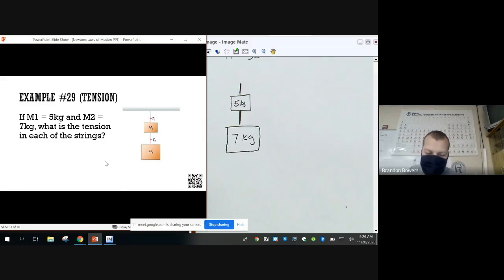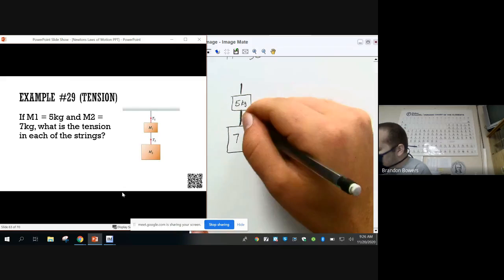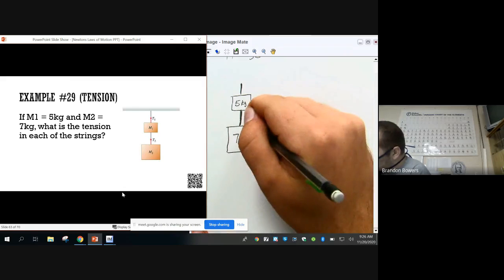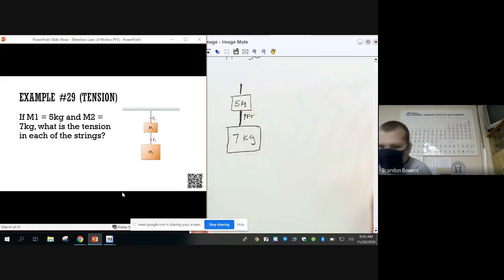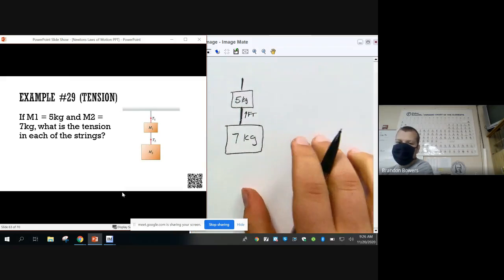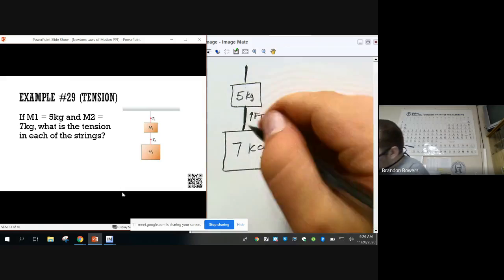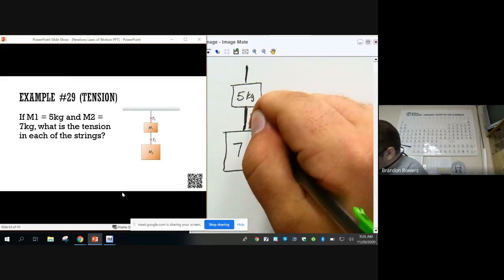What is the tension of each string? Okay. So we have to look at all my forces. Let's look at this bottom string. I've got the force of tension. You guys see that? I might zoom in a little bit. So I've got the force of tension, but then I've got the force of gravity.